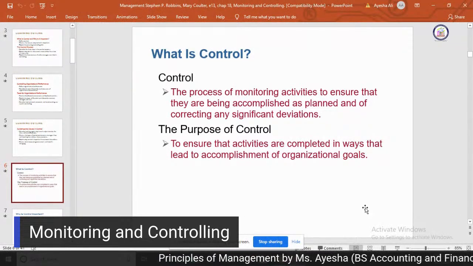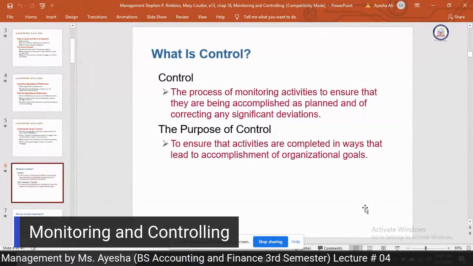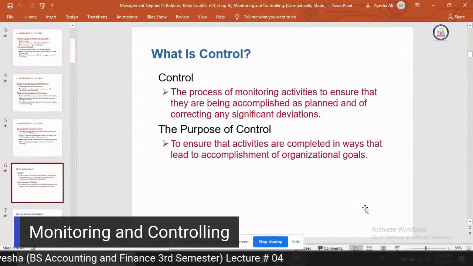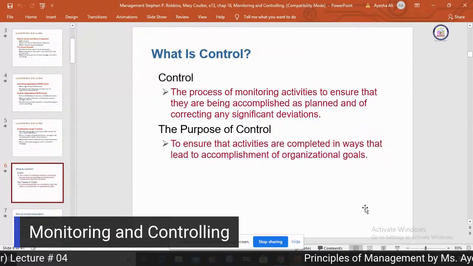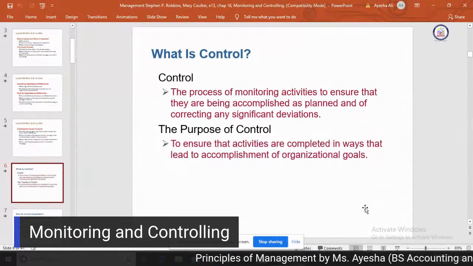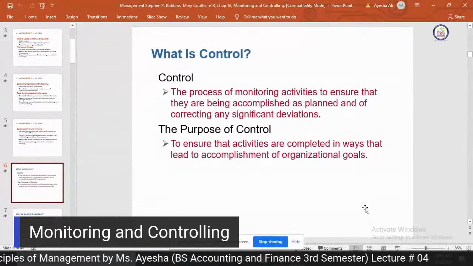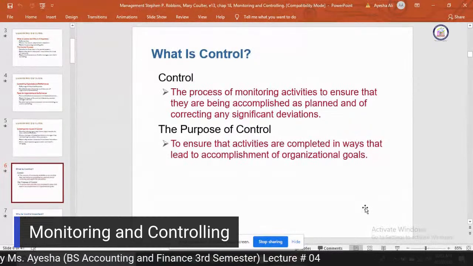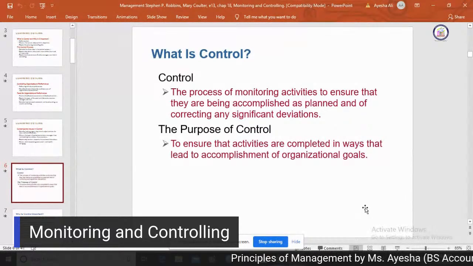So what is the purpose of controlling? The purpose of controlling is basically to ensure that activities are completed in a way which leads to the attainment of organizational goals. So we ensure whether the workers and the team are working in the direction which leads to the accomplishment of goals and targets or not.